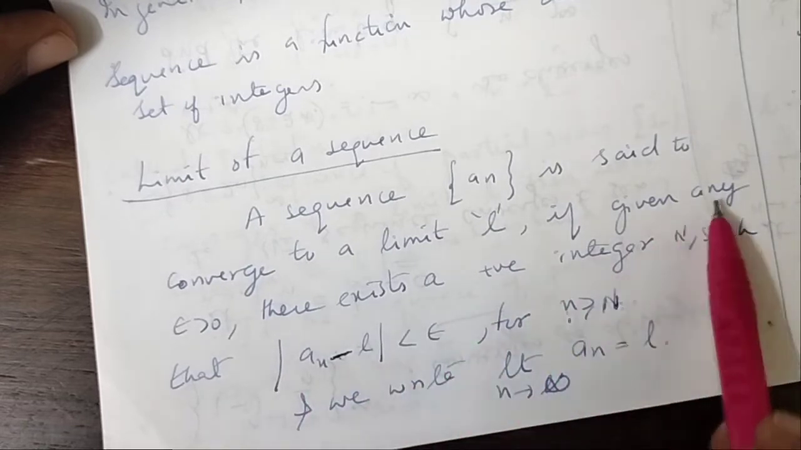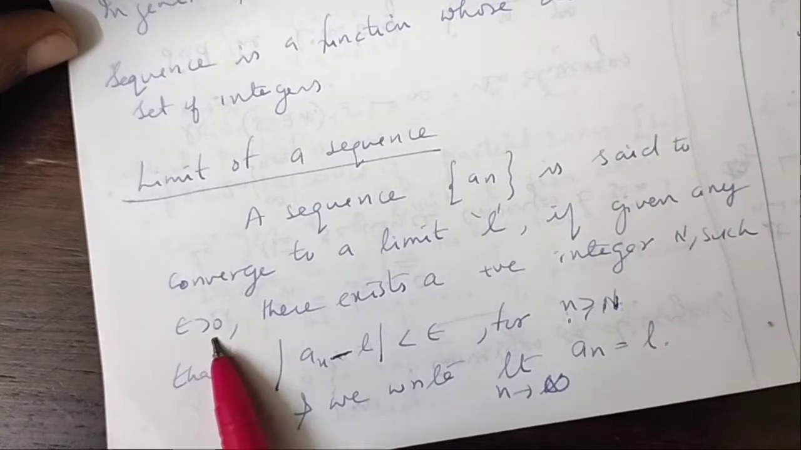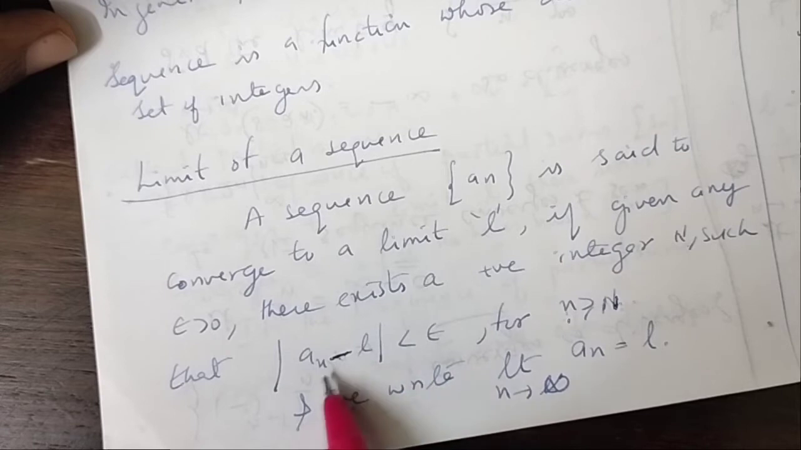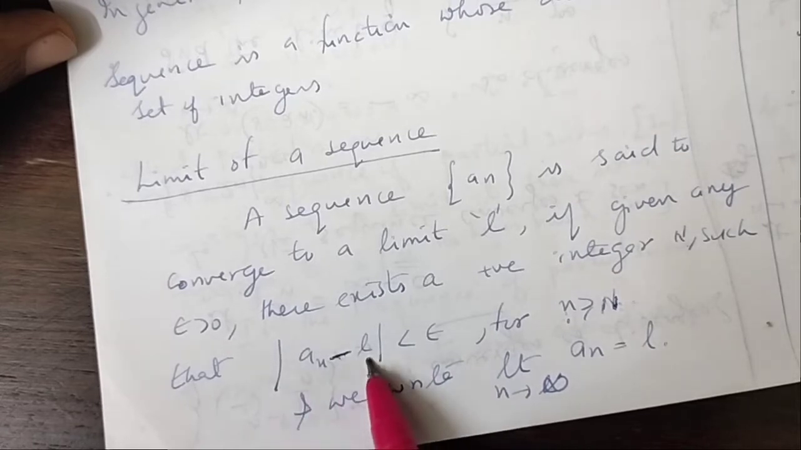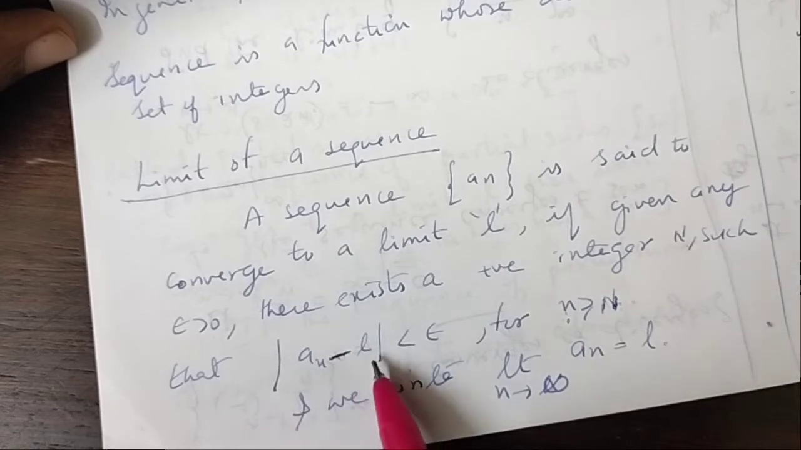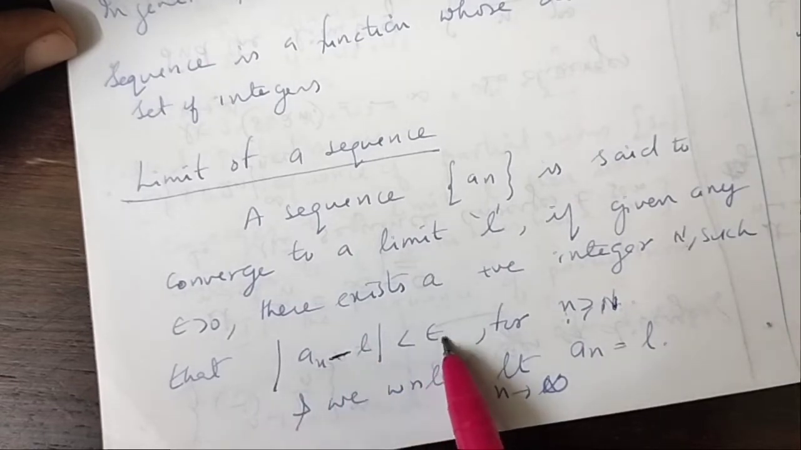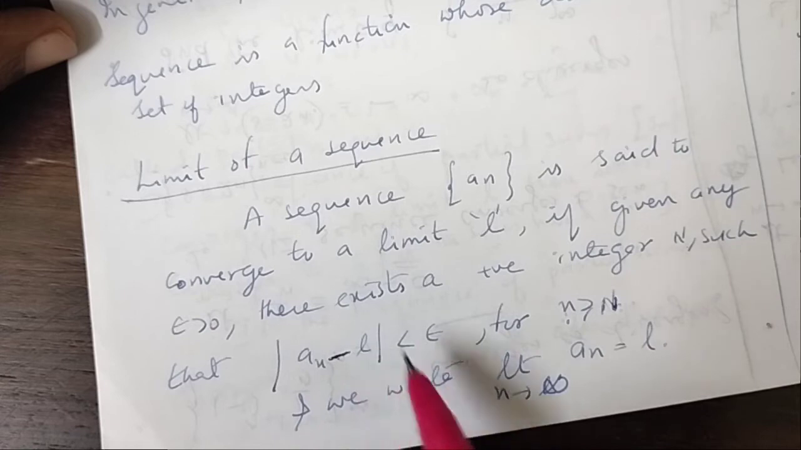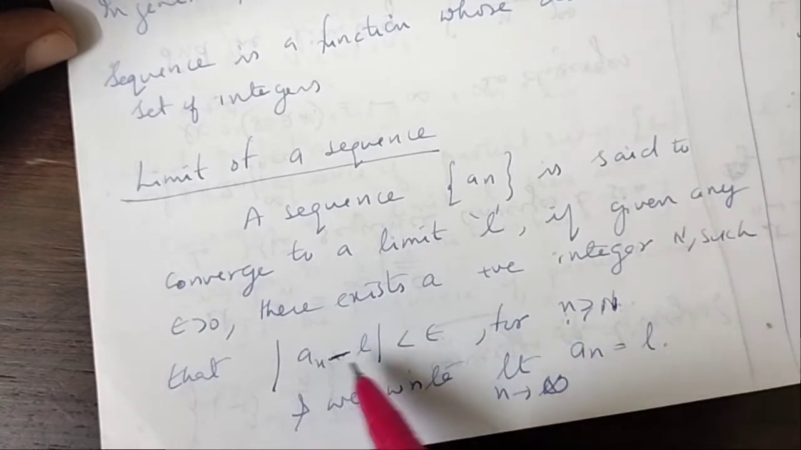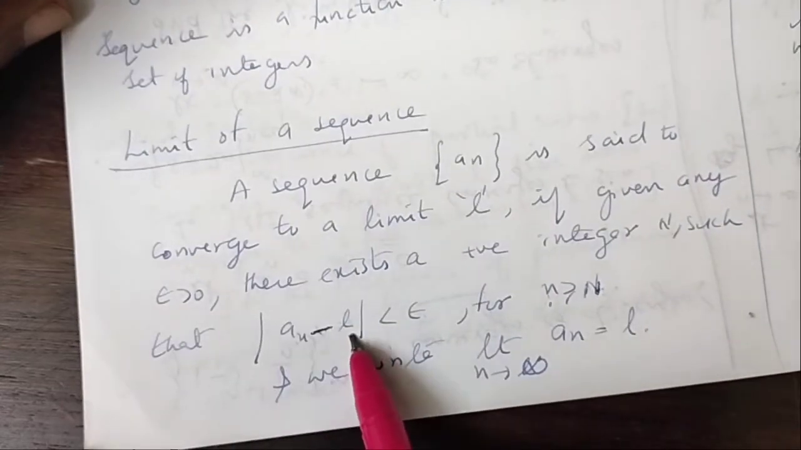What is epsilon? Epsilon is a given positive number. It's a very small number. Given epsilon greater than 0, modulus of a_n minus L is less than epsilon. That means the difference between a_n and L is less than epsilon. Epsilon is a very small number, so the difference is less than a small number. That means the difference is very small, tending to 0. That means a_n is approaching L.